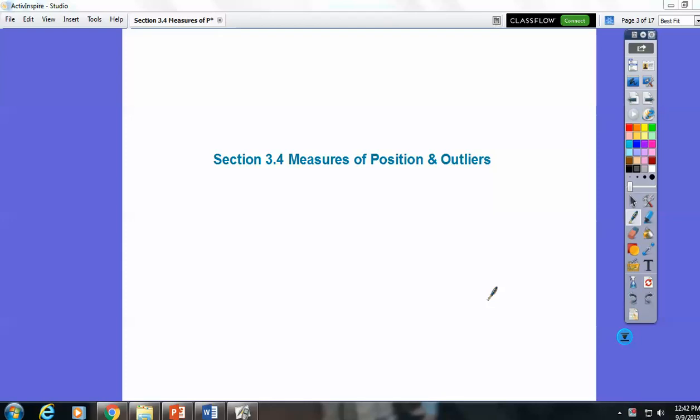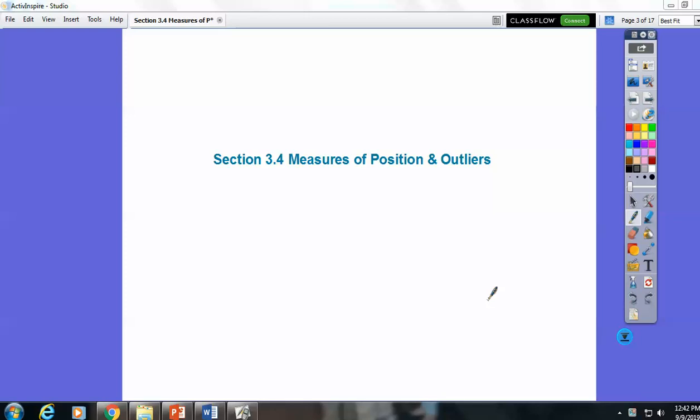So we are talking about measures of position and outliers. Remember, you have your formula sheet that will be given to you on the quiz as well. So you don't necessarily have to memorize formulas, you just need to know how to use the different things that we are talking about. The big thing that we are going to start talking about today are what are called z-scores.